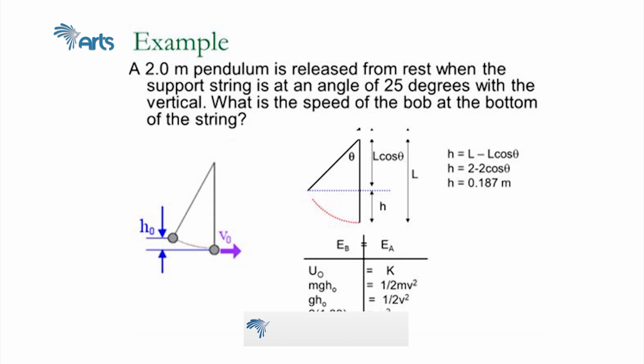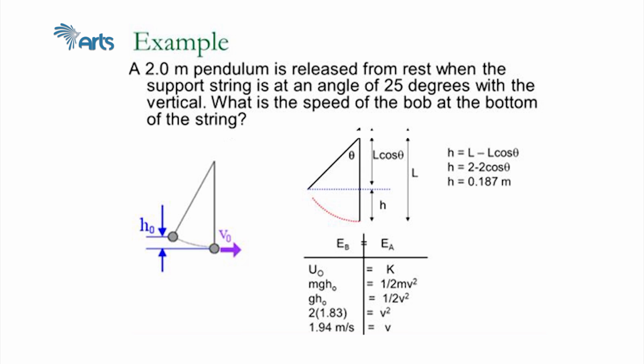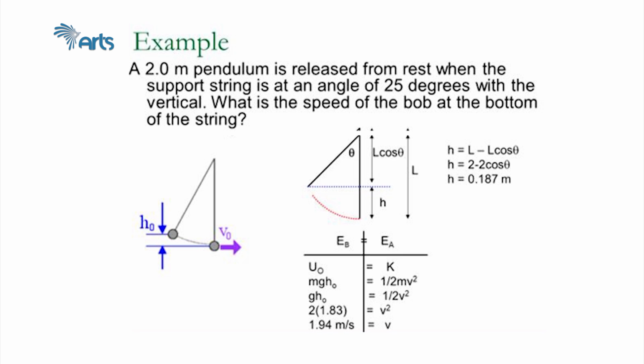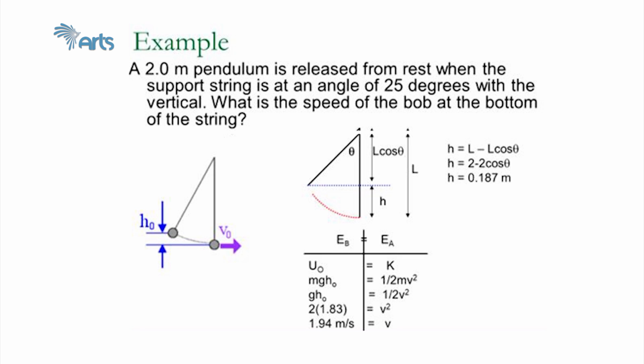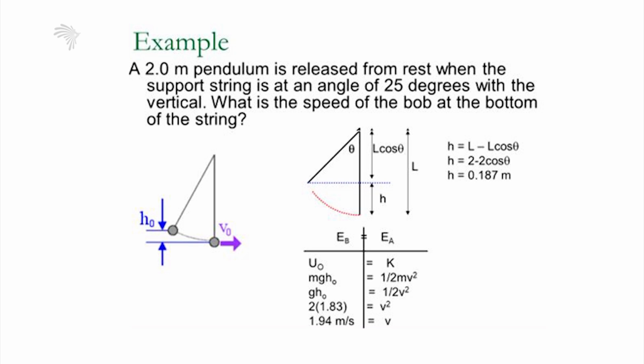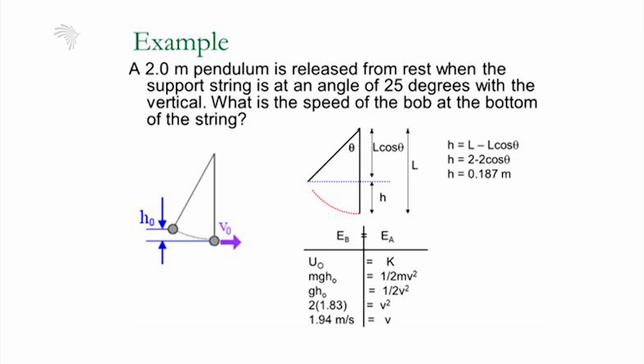When we say mgh naught, h naught means the height above the equilibrium position, and in half mv squared, v stands for the speed of the bob at the lowest position. This will be the maximum speed, and h naught is the maximum height. Now if we equate mgh naught with half mv squared, you can cancel out m, so g h naught is the same as half v squared. Then we can rearrange and substitute the known values, and finally the speed of the bob at the bottom of the string becomes 1.94 meters per second.